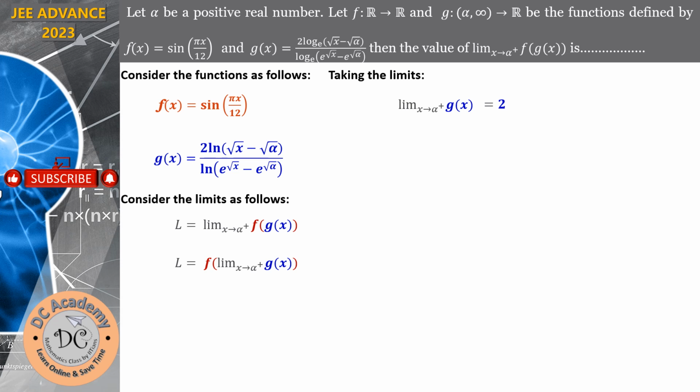We already calculated that L is equal to f of the limit as x tends to alpha plus of g(x). So therefore, L is equal to f(2). What is my f(2)? We know the function f(x) equals sine pi x divided by 12. So therefore, it will be sine pi by 6 and it will be 1 by 2. And that's why for this particular problem, the correct answer is 0.5.